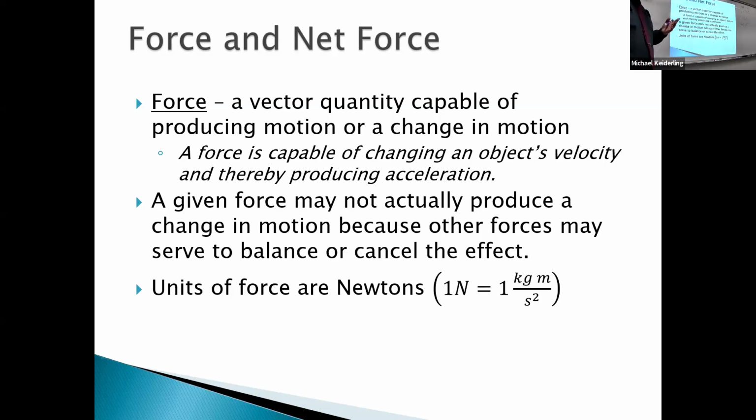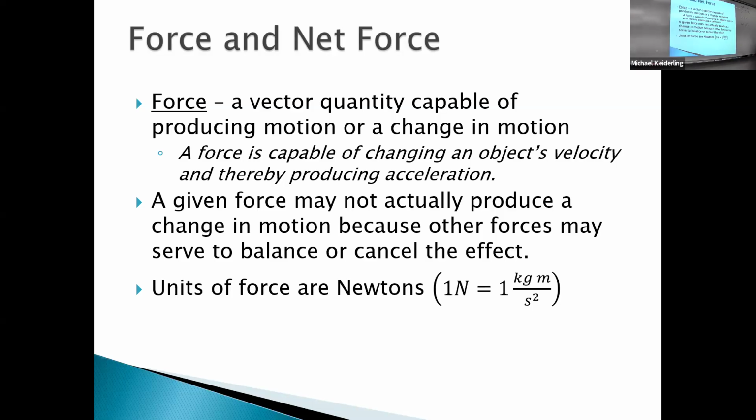Now, you can have a situation where, because of multiple forces acting on an object, they cancel out and there is no change in motion happening. So in fact, here, with this weight sitting on the table, there are at least two forces acting on it right now. Gravity is pulling it down and the table is pushing it up. But the table is pushing up with the exact same force that gravity is pulling down, so it doesn't move.